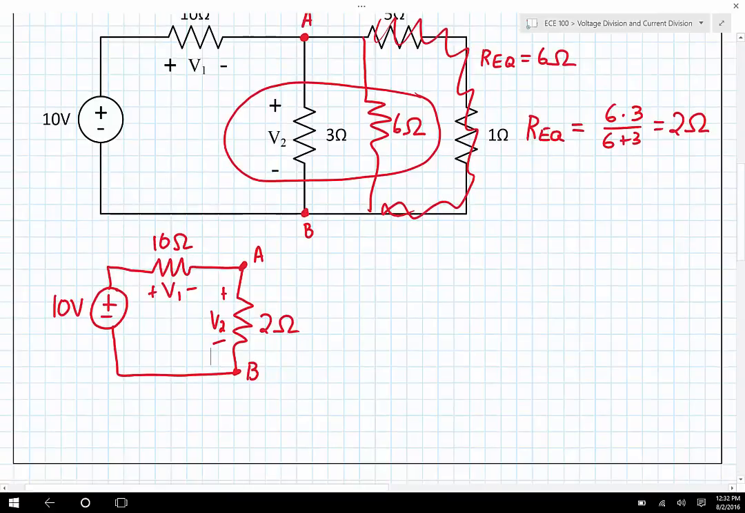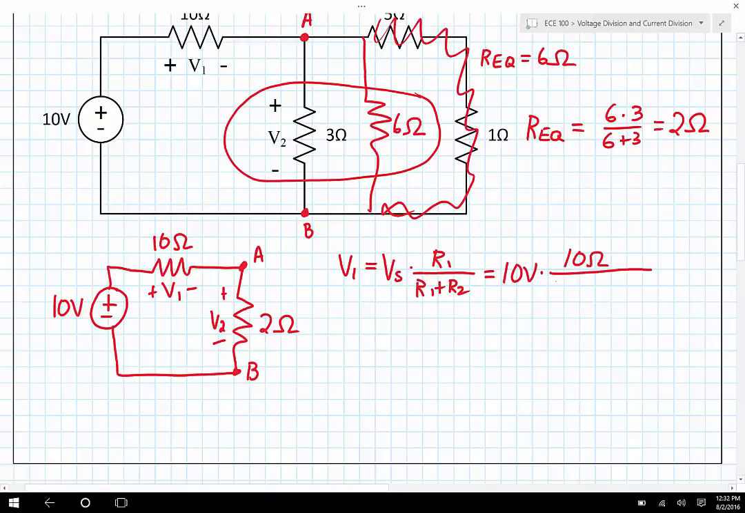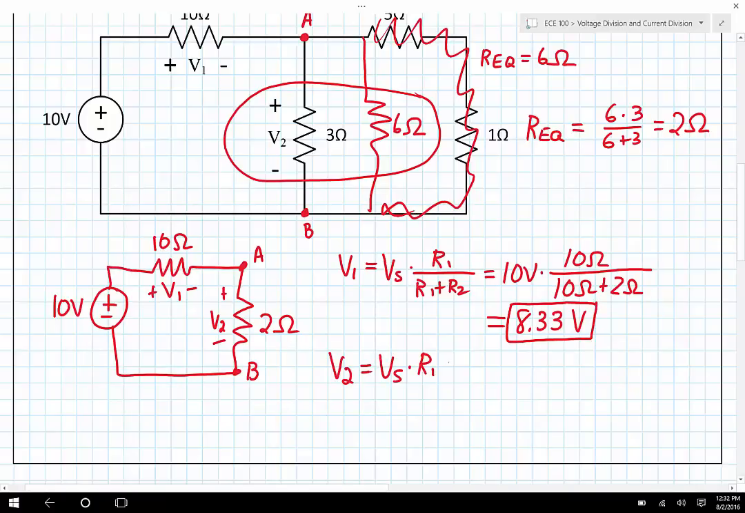We're asked to find V1 and V2. Just one little thing to note here is that I've reversed the V1 and the V2 from the first example. So you just got to be careful as to which resistor is labeled V1 and which resistor is labeled V2. So V1, that's going to be Vs times R1 over R1 plus R2. That is going to be 10 volts times, now R1 is 10 ohms, and that will be divided by 10 ohms plus 2 ohms. And when we plug that into our calculator, we end up with 8.33 volts.